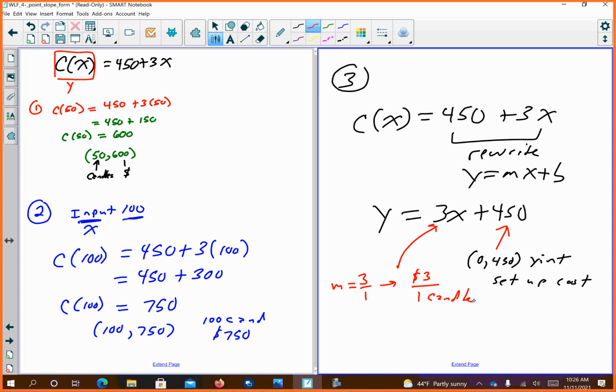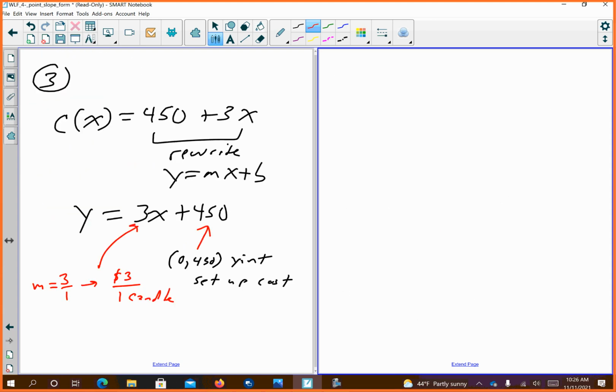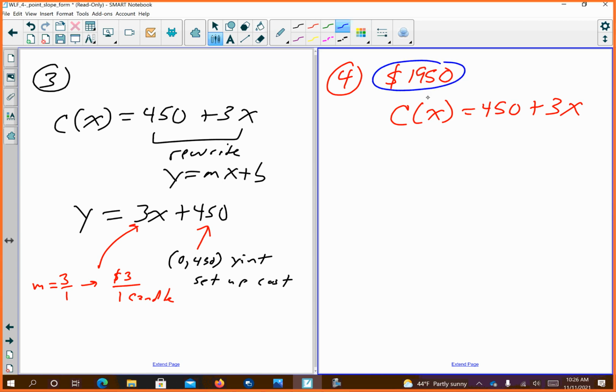Okay? And then it said, determine the number of candles produced if the total cost of producing those candles was $1,950. So they told us that we have $1,950. So remember, our equation was this. Well, x in our equation represents candles. C at x is the cost. So I'm going to take this and replace that. I'm just going to make it 1950 equals 450 plus 3x. Subtract 450.